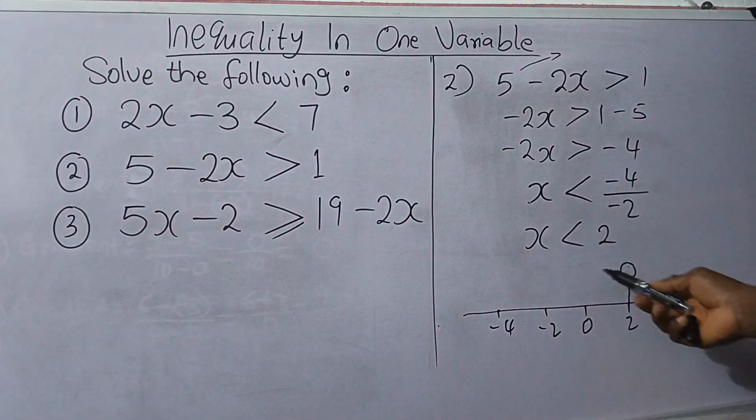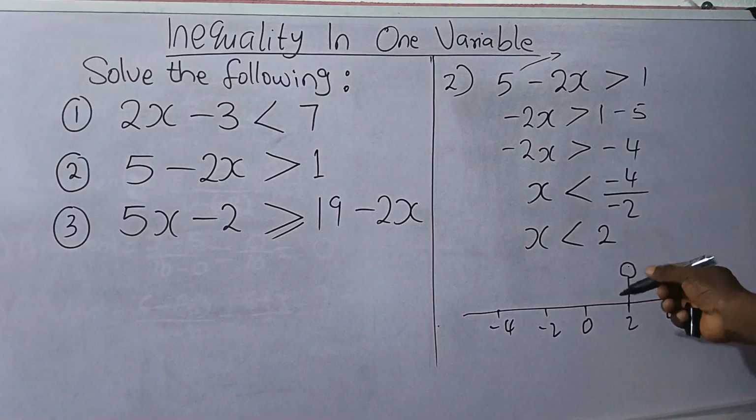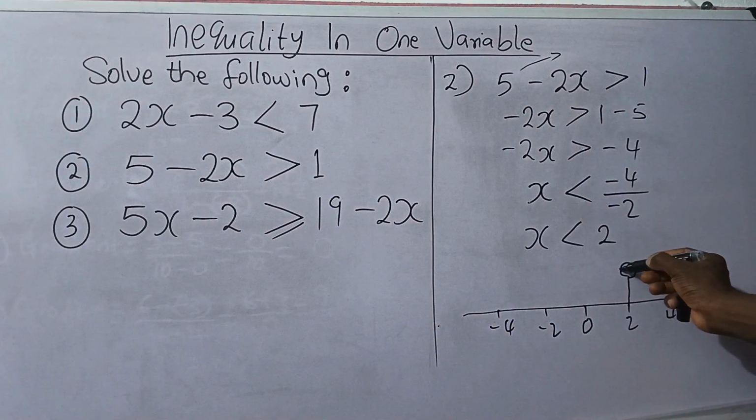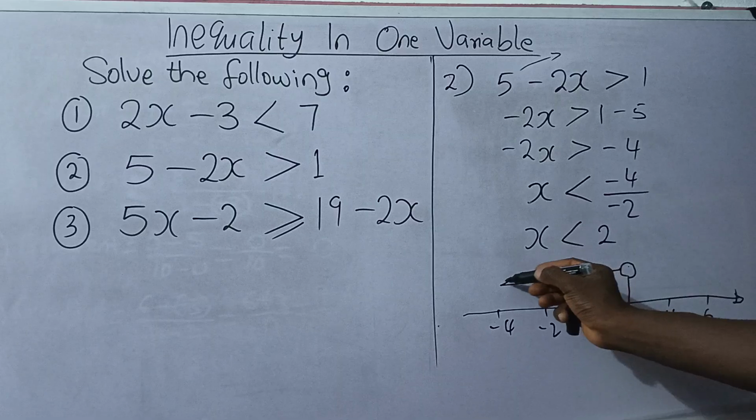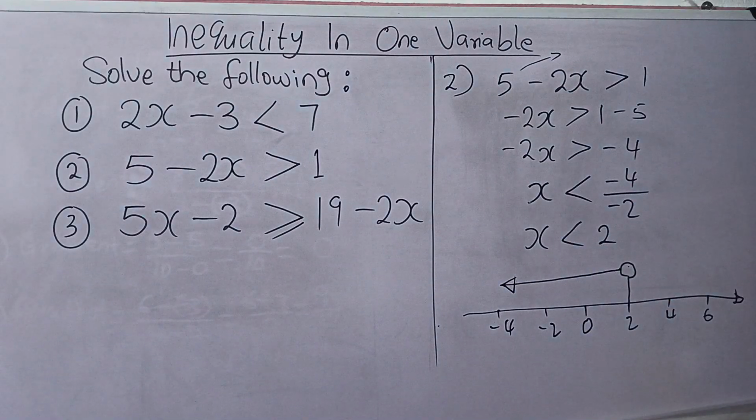If it is less than or equal to, we shade it. Remember, when it is less than, your arrow will point towards the left. If it's greater than, it will point towards the right, as the case may be. So this is the solution to this particular one. Now you can pause the video and give number 3 a try.